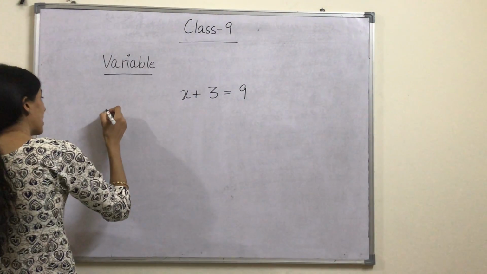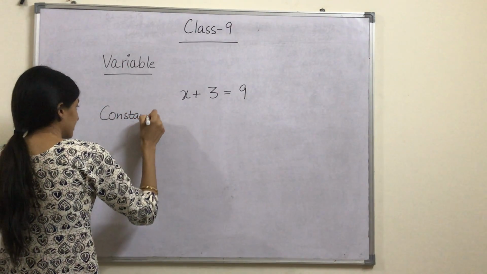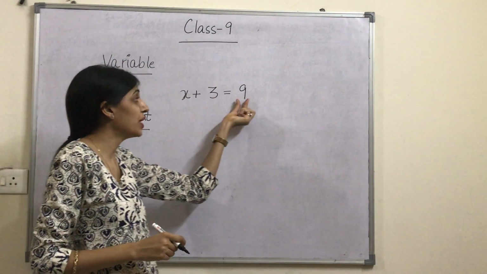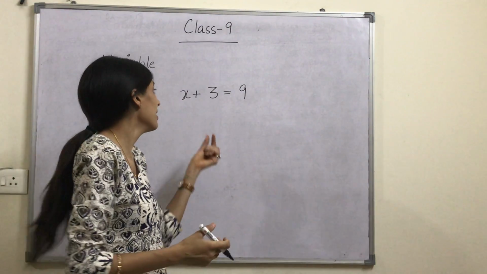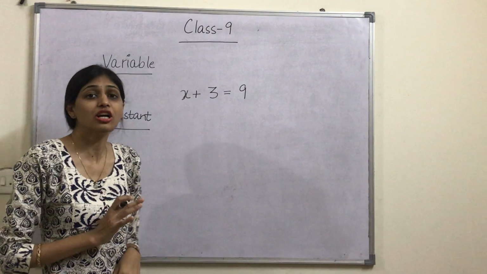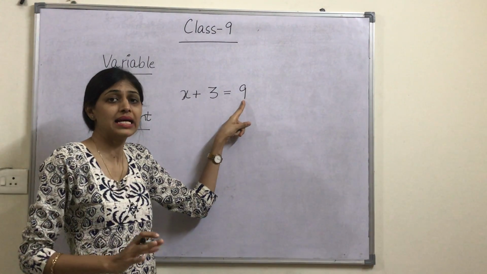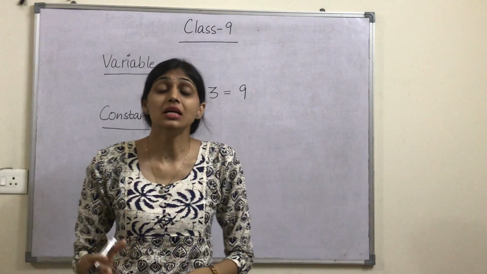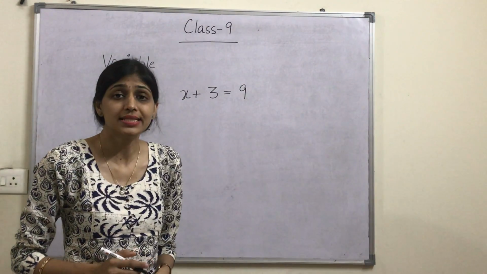Now the next thing we must know is constant. What is a constant? Whose value is fixed, whose value cannot be changed. Here this is the value 3, so it will remain 3. We cannot change its value. It is 9, it will remain as 9. We cannot change its value. That means a term whose value is fixed is known as a constant.